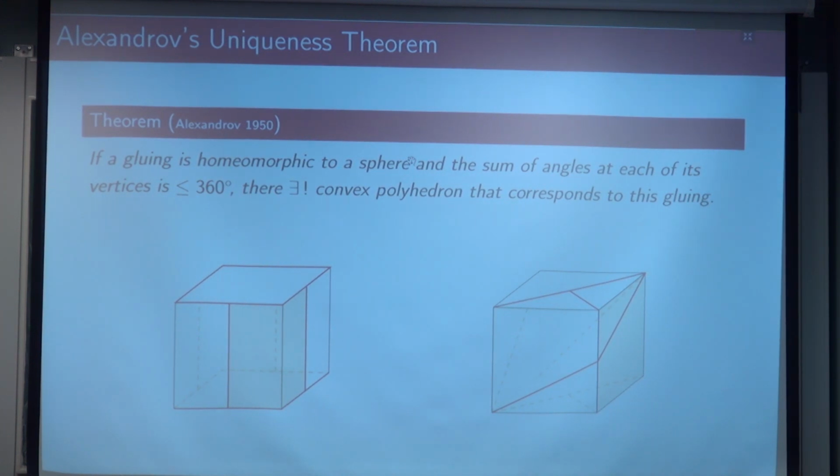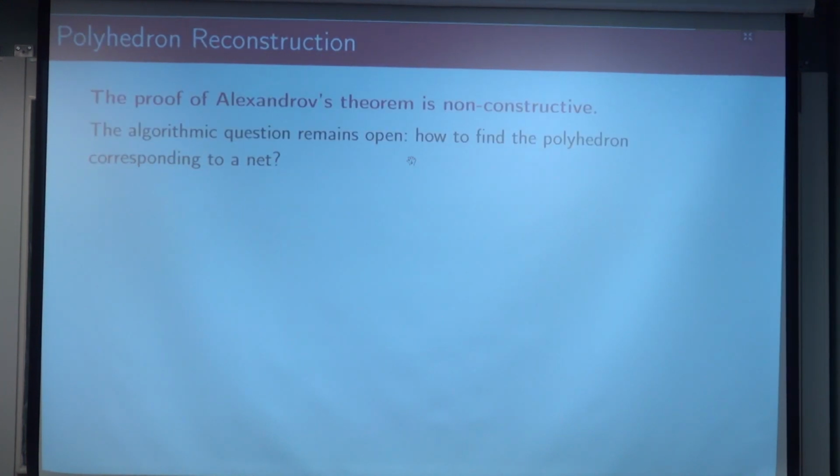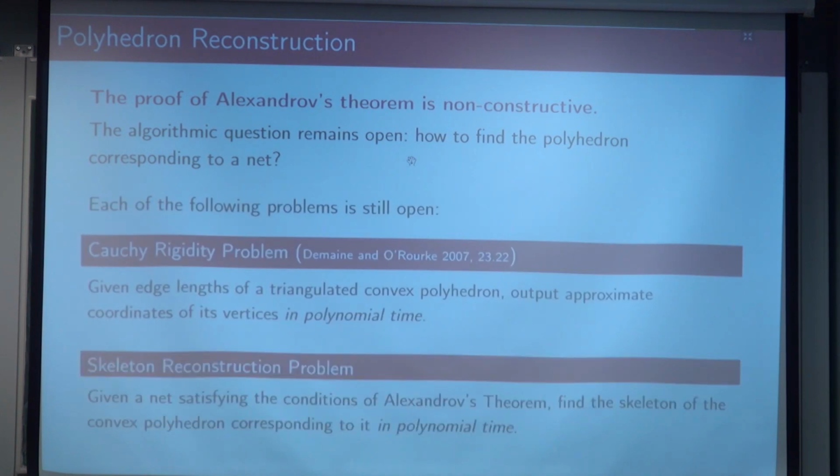What is the problem? The proof of this theorem is not constructive at all. And there is still the algorithmic question of finding, by any means, the polyhedron, its vertices and its skeleton that correspond to a given gluing. And even simpler cases of this problem are still open. If we already know the triangulation, we still cannot output the coordinates of the vertices, and we cannot even show the skeleton.